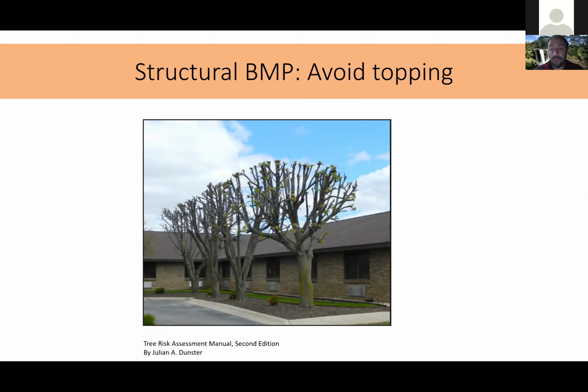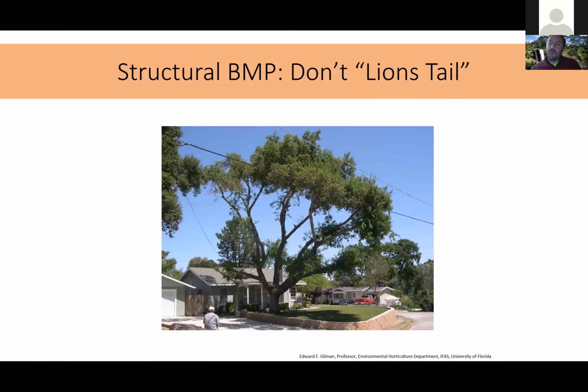This is very bad for a tree, huge for decay, very stressful for a tree. And most arborists have quit doing this, at least along the Front Range. I know there's still problems in other parts of the state and country with this, but this is not best management practices. It leads to poor structure. The trees have to be pruned continually to keep this shape, and it's just very bad for a tree's health. So don't do it. Use proper reduction or removal cuts. Another thing we want to avoid is lion's tailing.